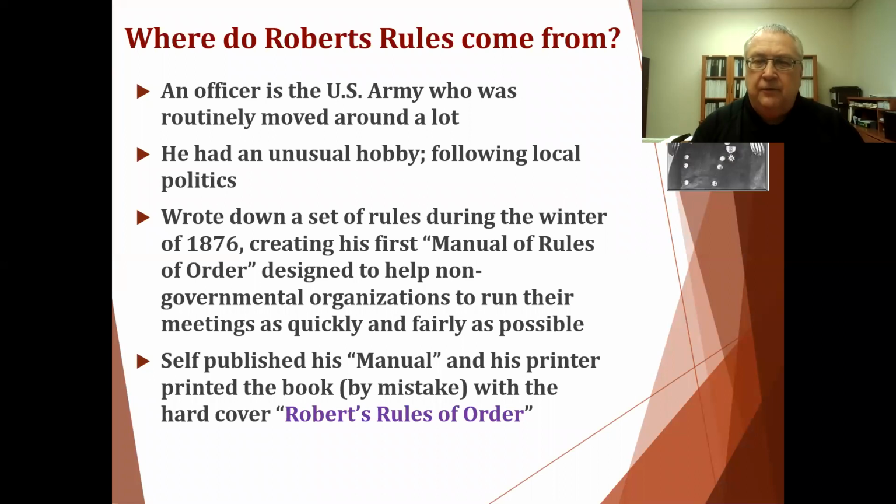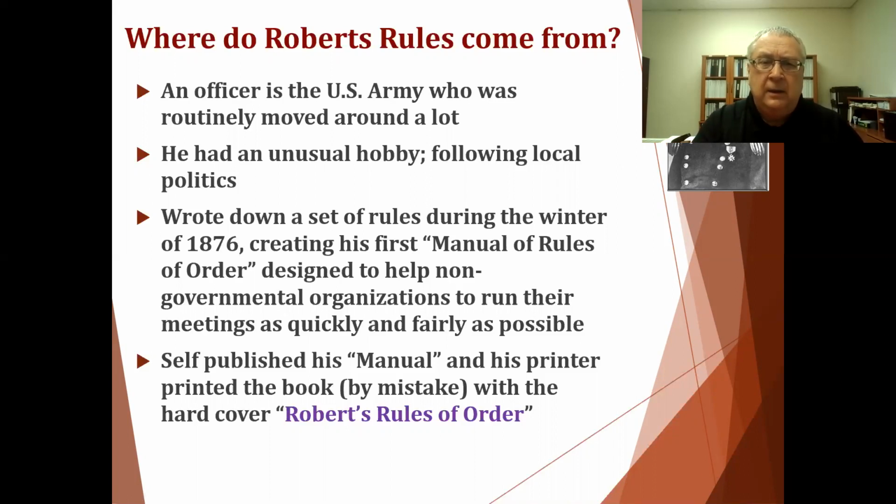So where do Robert's Rules come from? Well, they come from a fellow whose last name is, I know it's hard to believe, Roberts. And he was an officer in the U.S. Army. He moved around a lot. He had an unusual hobby. His hobby was getting to know the local community that he was stationed in, and he would dive into the local politics of that community. And as a result, he was really a witness to a lot of different meetings, and he was struck at how differently they were all handled.